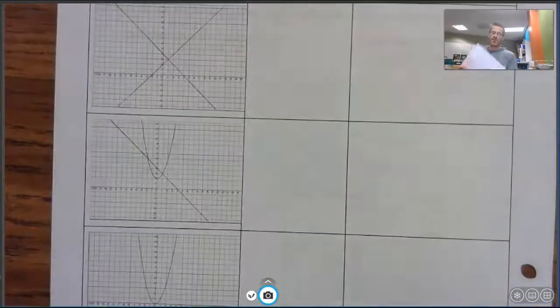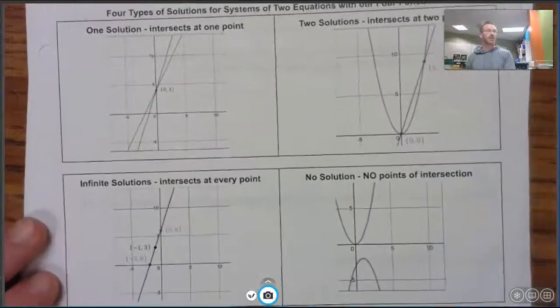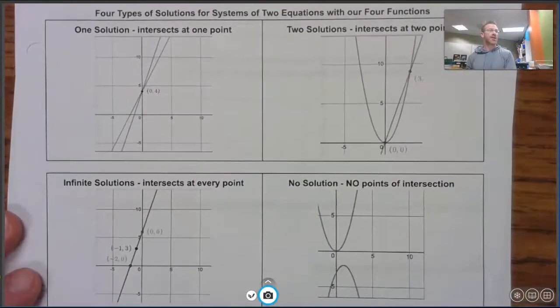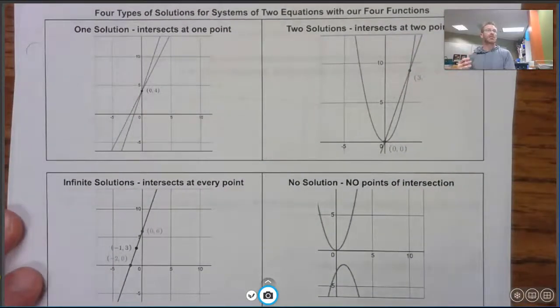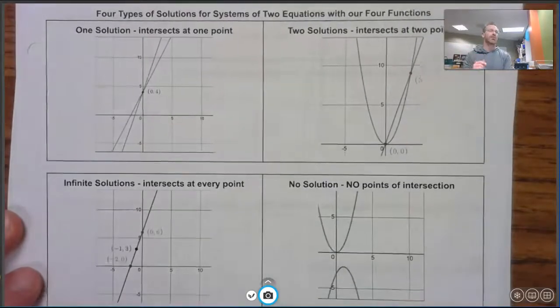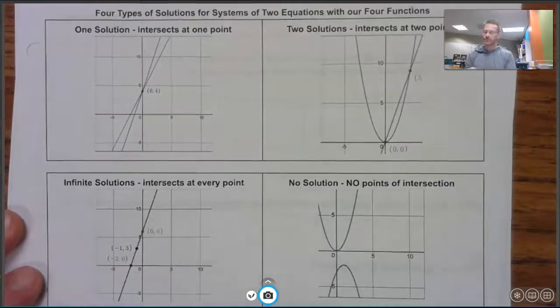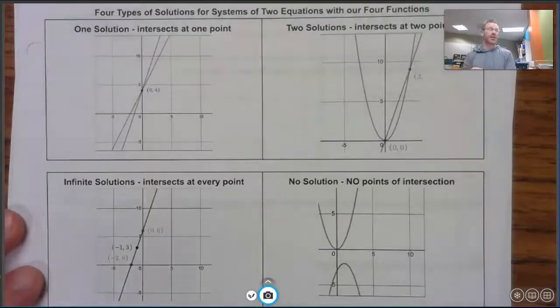All right, so let's flip to the next page and look at types of solutions here. We have 4 different types of solutions that we are going to see with the functions that we're going to work with. And we're really going to work with just 3 functions: linear, absolute value, and quadratic. So we're not going to work with exponential in this particular unit, although we could have if we had wanted to.